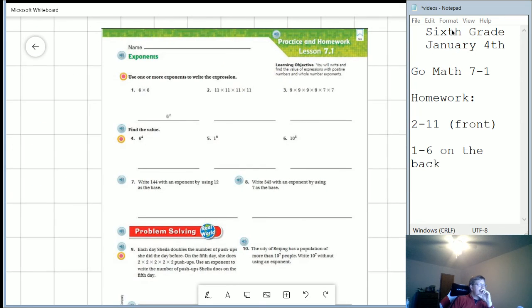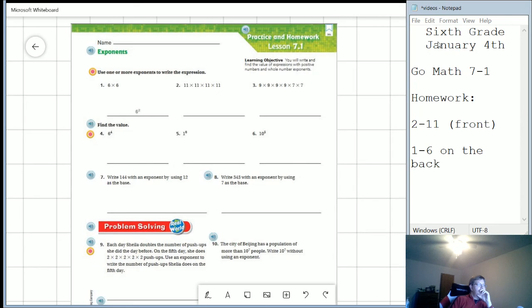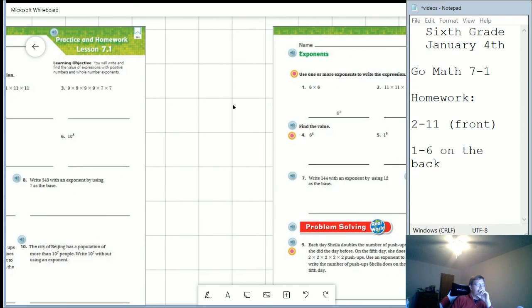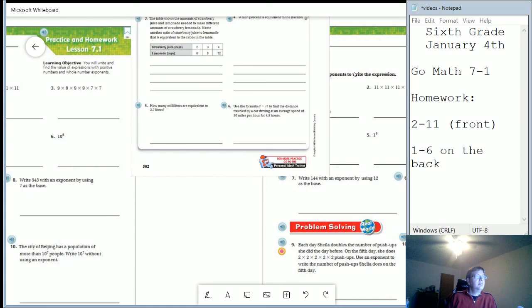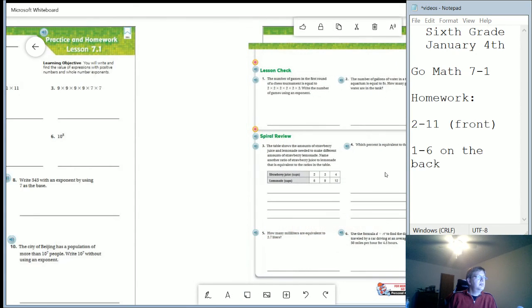Oh, that's not cool. I did the same page twice. Let me see if I can fix that real quick. Actually, I have to find it. Oops. Sorry about that. All right, there we go.